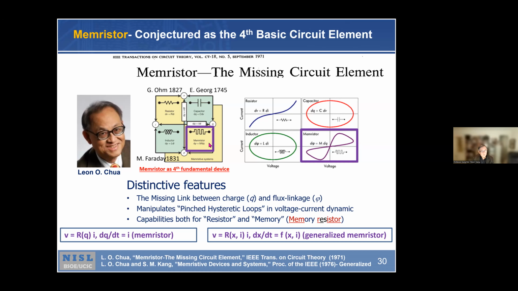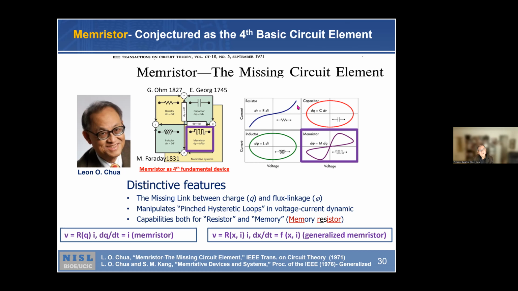So if you look at this chart, the quadrature structure, there's a resistor, inductor, and the capacitor. But this link has been missing. That's why it's a missing circuit element, which is an element that relates charge and the flux directly. And if you look at the I-V Lissajous figure, for instance, when you have a two-terminal device, apply voltage, and then current comes out.